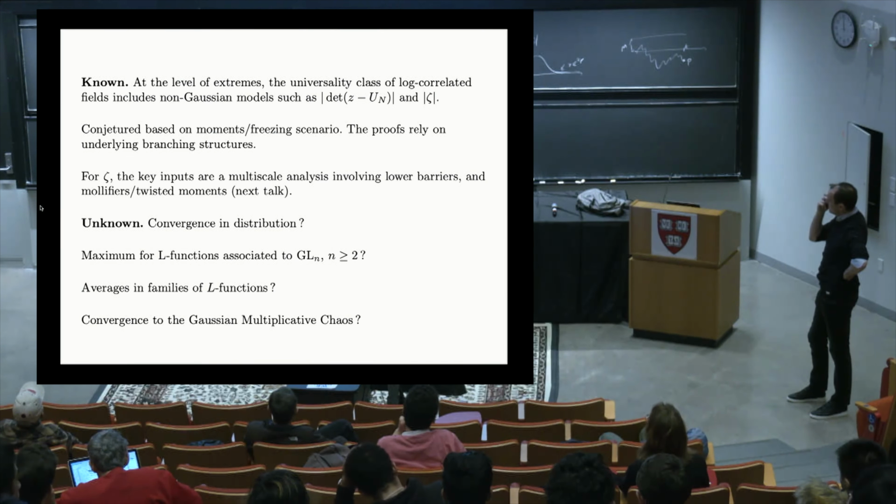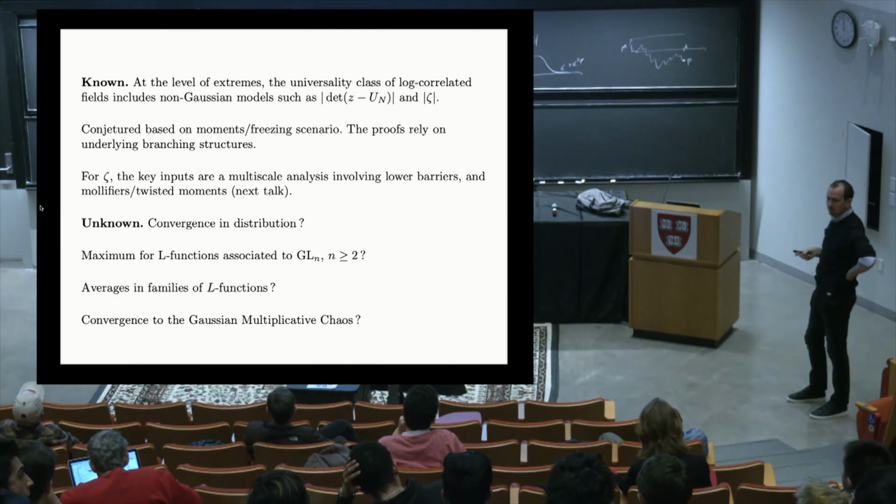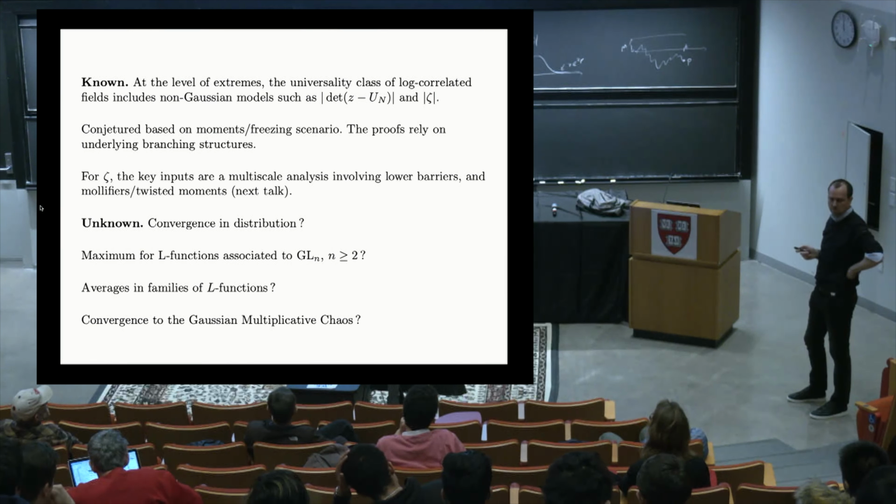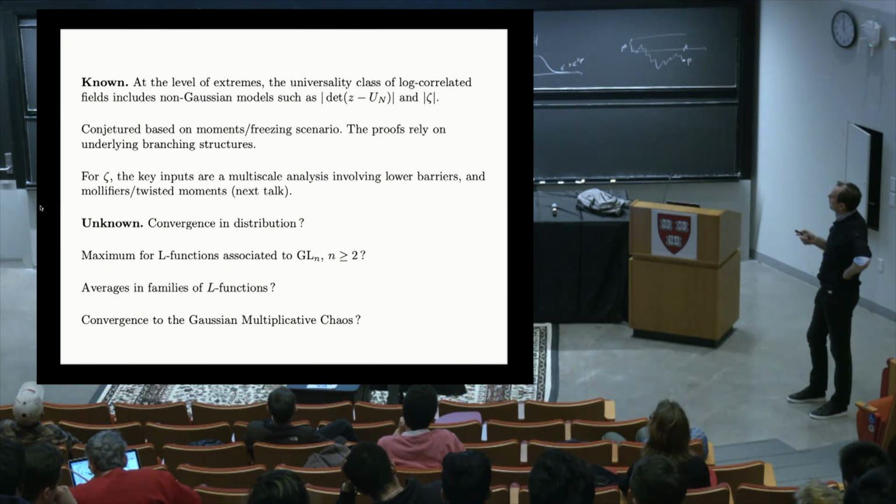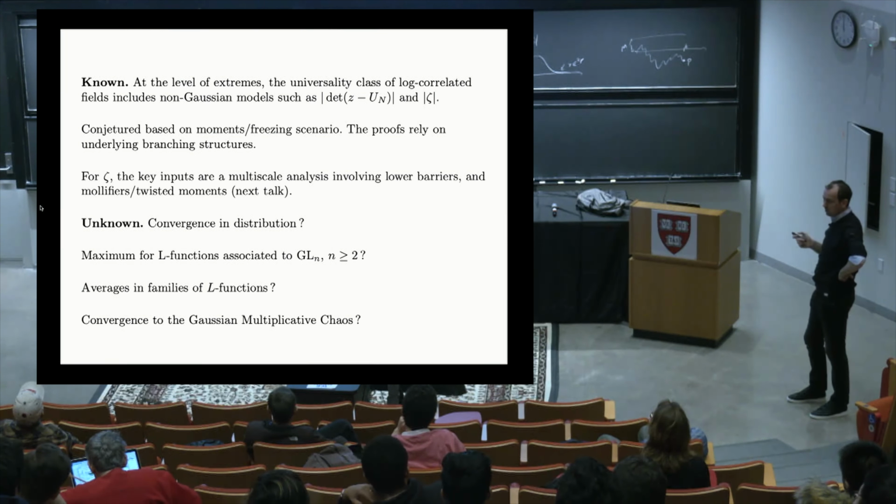There are things which are unknown, many of them. There are some lecture notes which are on the table there. You can have a look, and there is a list of at least 10 open questions. One of them is convergence in distribution, both for Zeta and for random matrices. We don't know the exact distribution.